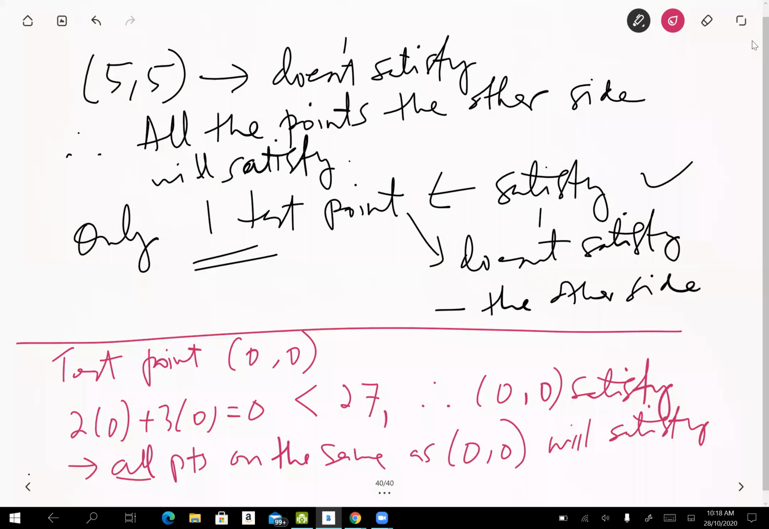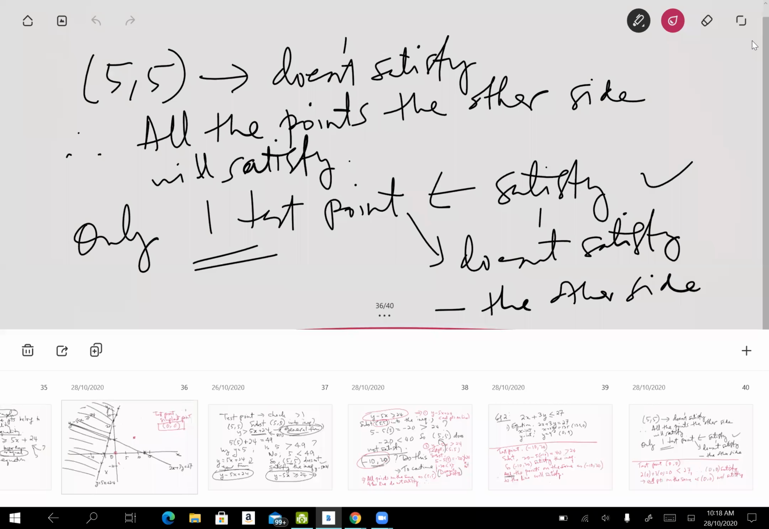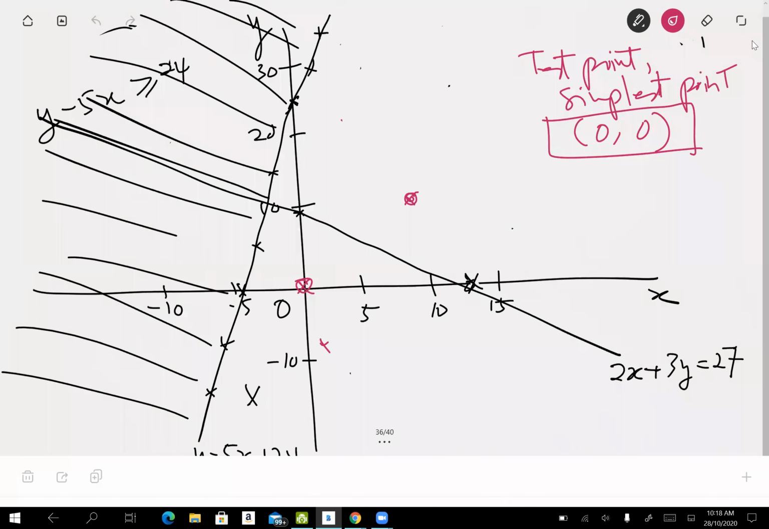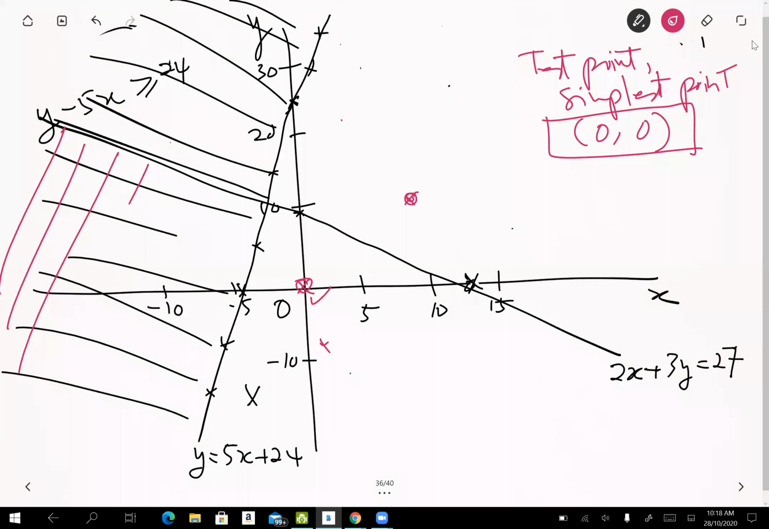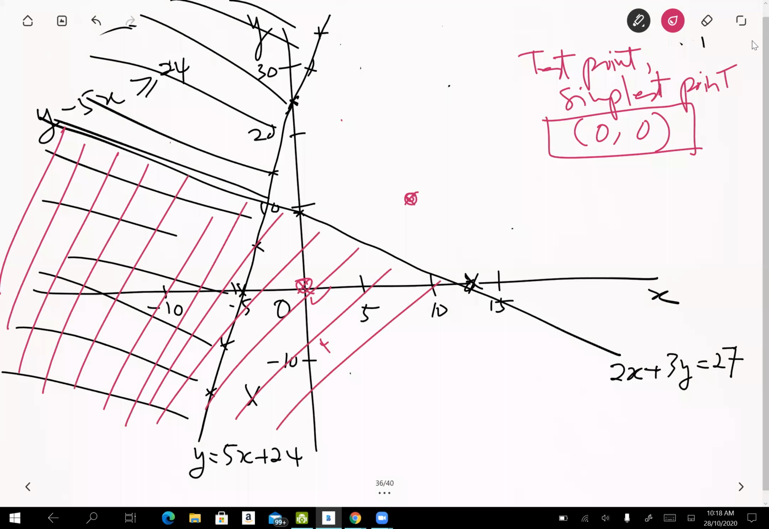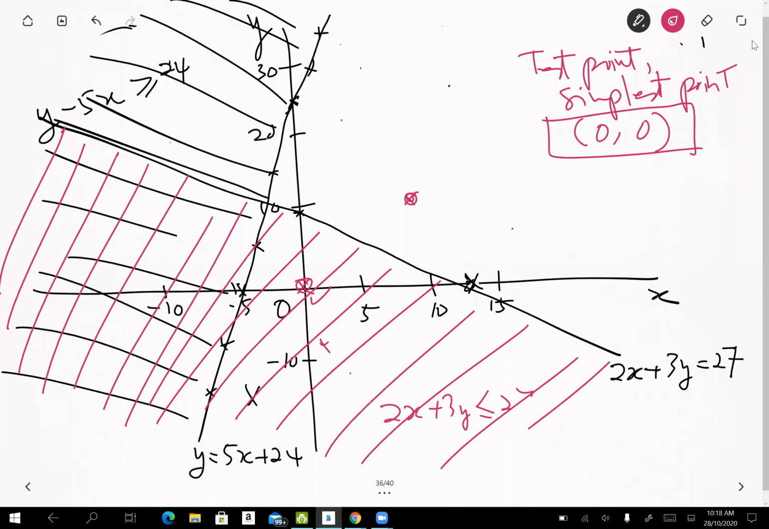So it is quite straightforward. You go back to the graph. This point 0, 0 satisfies. Therefore, all the points on the same side as 0, 0 will satisfy. So these are the points for that inequality. All right, so shade that. So I have 2x plus 3y less than or equal to 27. That would be our inequality.